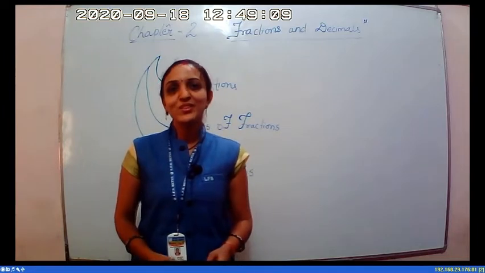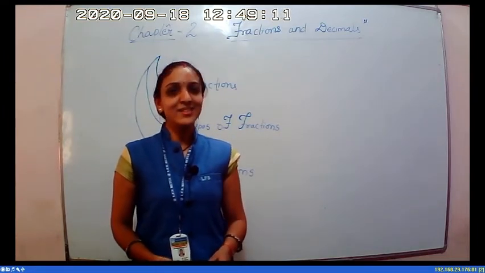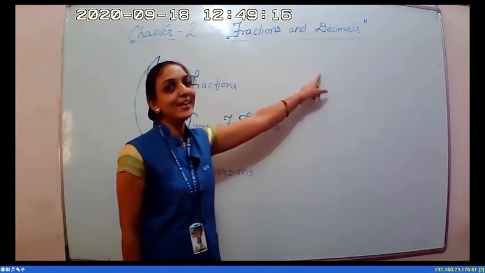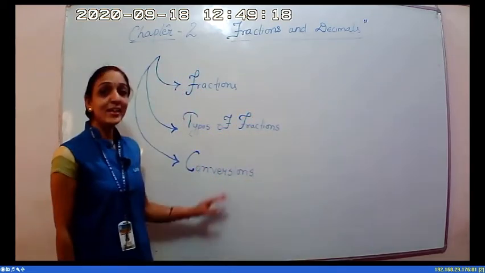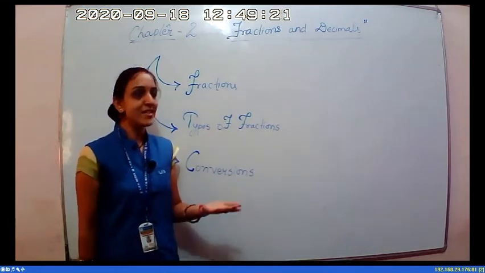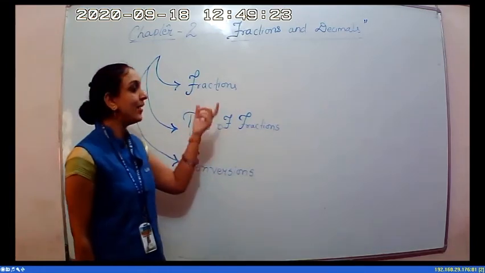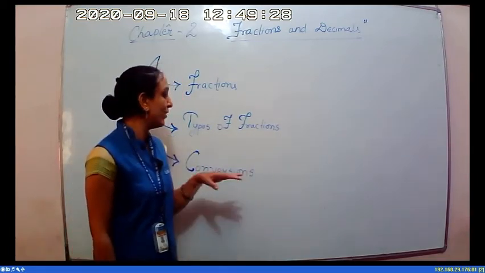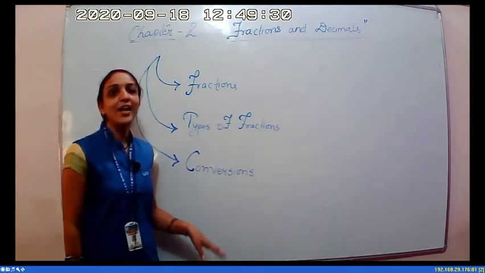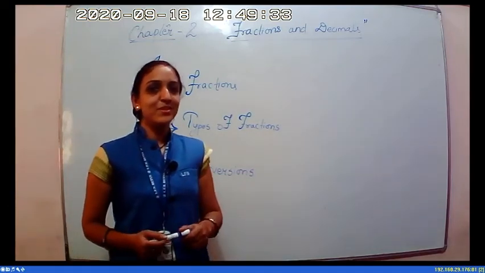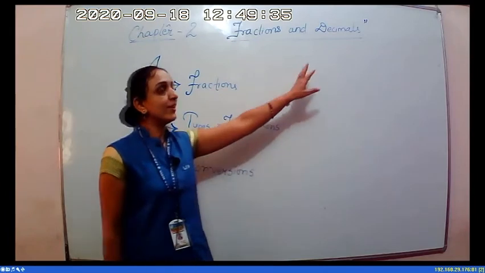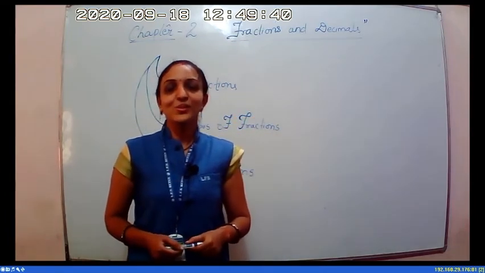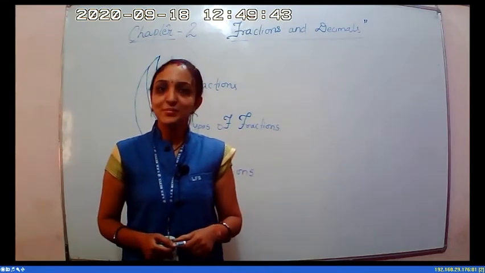Today we are going to start our new topic, that is chapter 2. The name of the chapter is fractions and decimals. In this chapter we will discuss fractions, types of fractions and related sums also. Next is conversions and related sums. After that, lastly we will discuss decimals and related sums also. Now I will share you some slides.